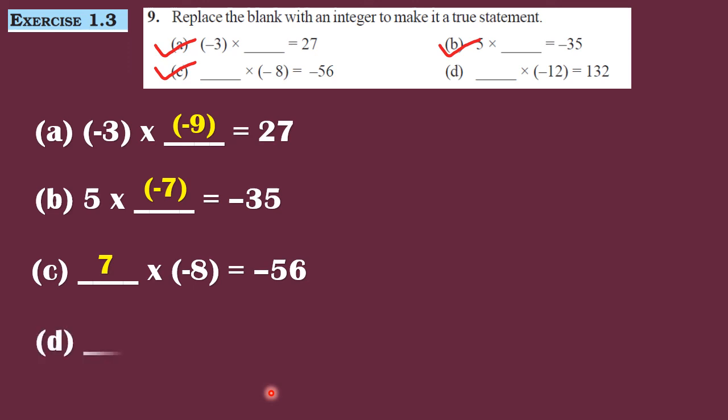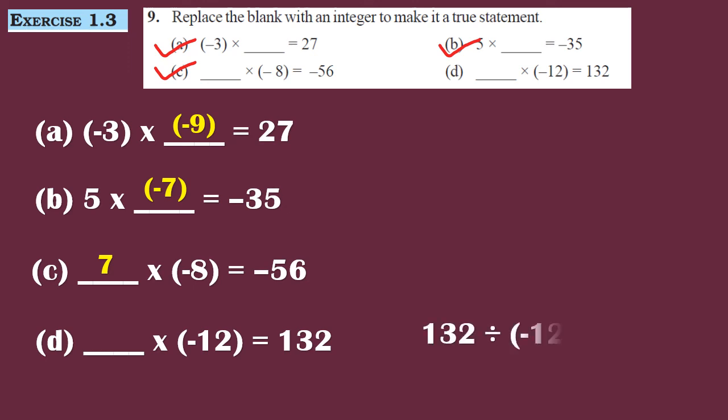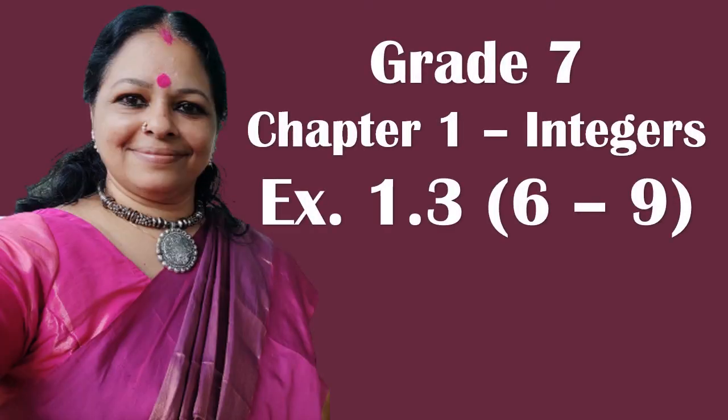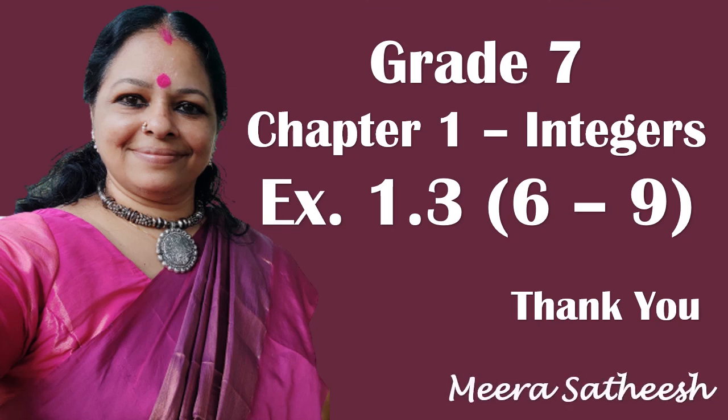And the last one, blank into minus 12 is equal to 132. So here 12 is negative, so negative into negative should come to get the positive product. So what should it be? 132 divided by minus 12, which is equal to minus 11. So this is the end of exercise 1.3. See you with exercise 1.4 soon. Thank you.